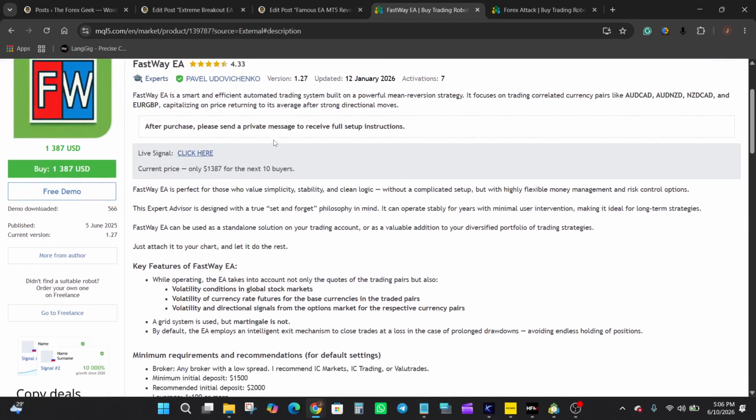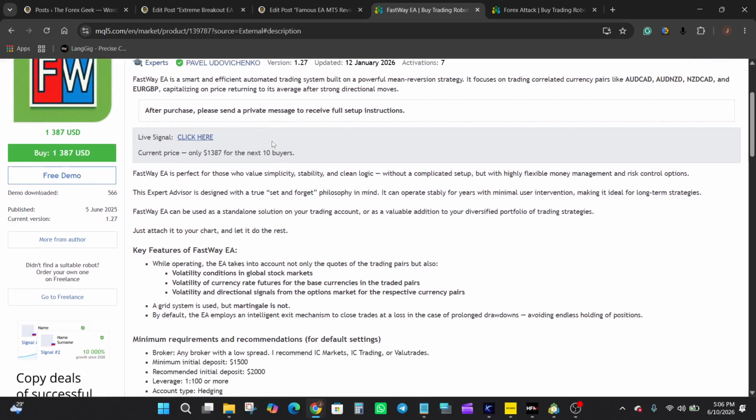Scrolling a bit further, I can see it is designed with a set and forget approach, meaning it is built to run with minimal manual intervention once configured properly. It can be used as a standalone system or even as part of a wider portfolio of strategies, depending on how the trader wants to structure their account.